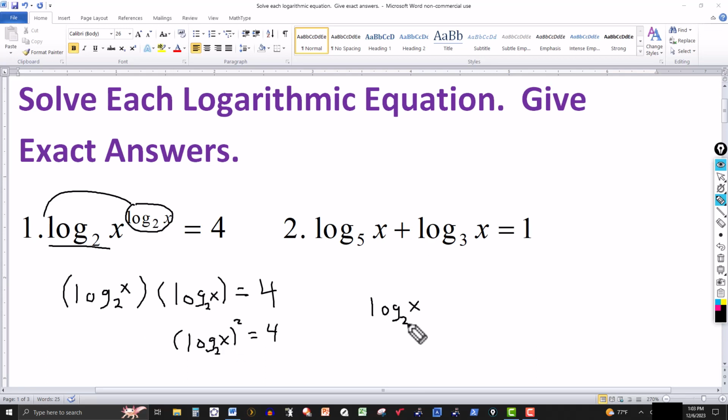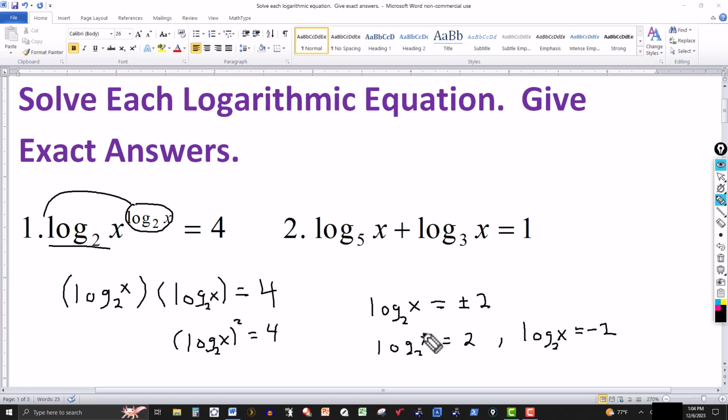The log of x to base 2, and the square root of 4 could be 2 or minus 2. So let's say plus or minus 2. So we can break this down into the log of x to base 2 can equal 2, or the log of x to base 2 can equal negative 2. So now we have two equations involving the log of x to base 2. One is equal to 2, the other one is equal to negative 2.